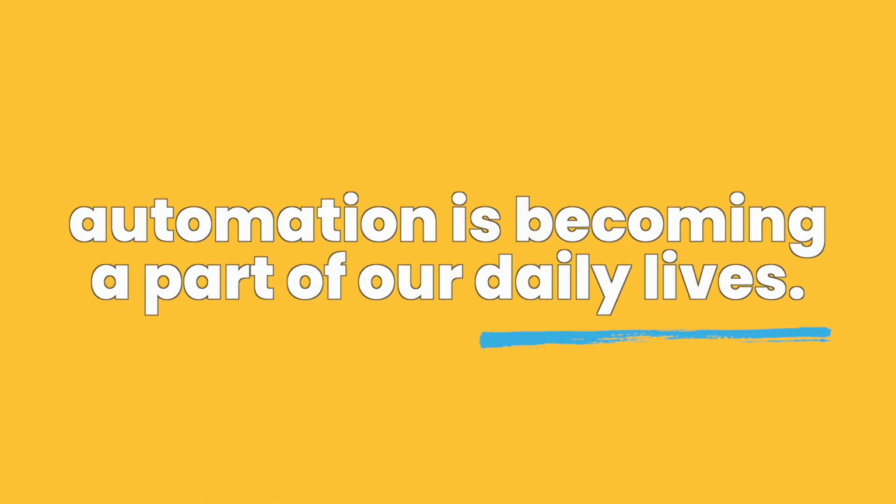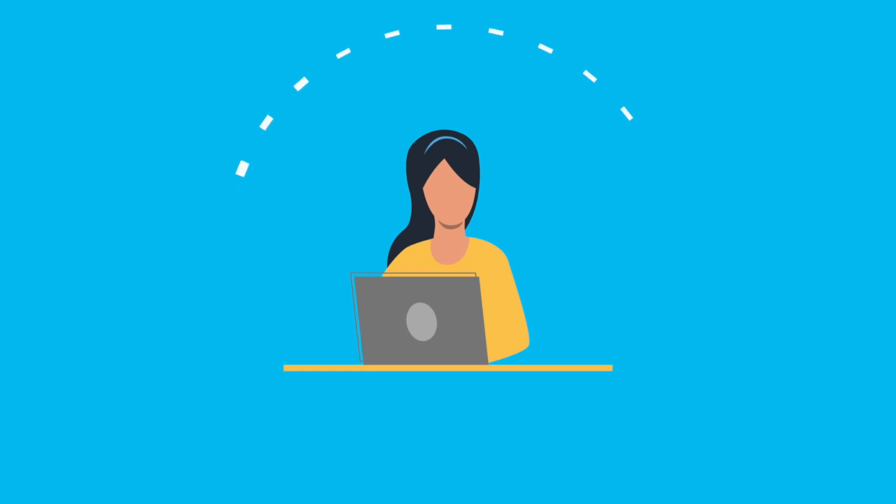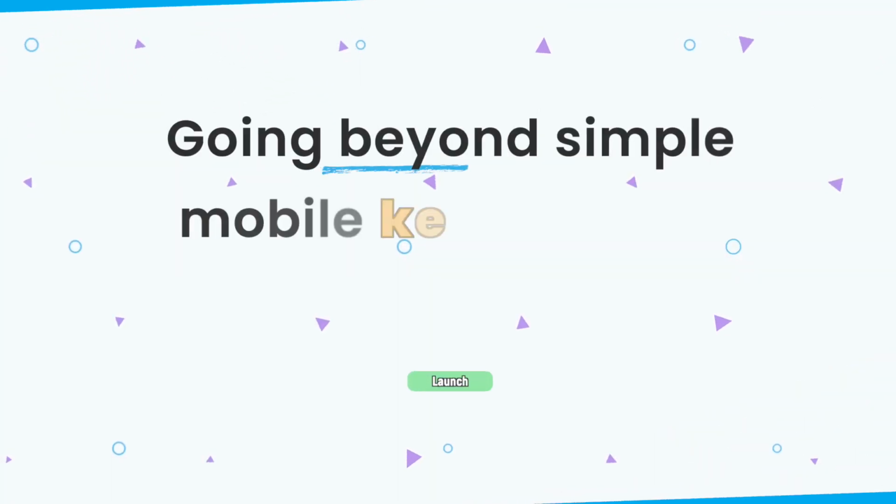More and more, automation is becoming a part of our daily lives. Our cars are automated, our thermostats are automated, and now your messaging can be automated too. In this video, we'll show you how our automation can carry out communications for you, going beyond just simple mobile keywords or scheduled campaigns.